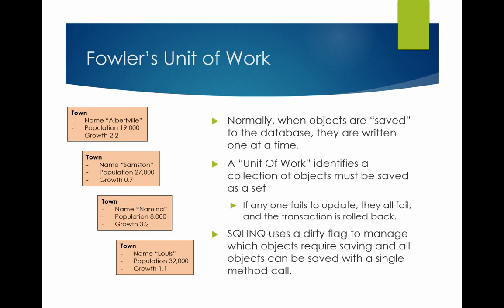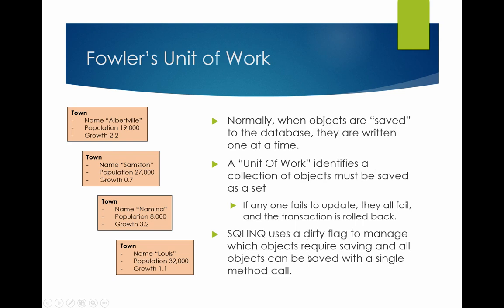And there's also validation logic that happens in the background. So there might be a rule that says the growth rate can't be less than 1. So this particular object here is going to fail because the growth rate is set to 0.7.